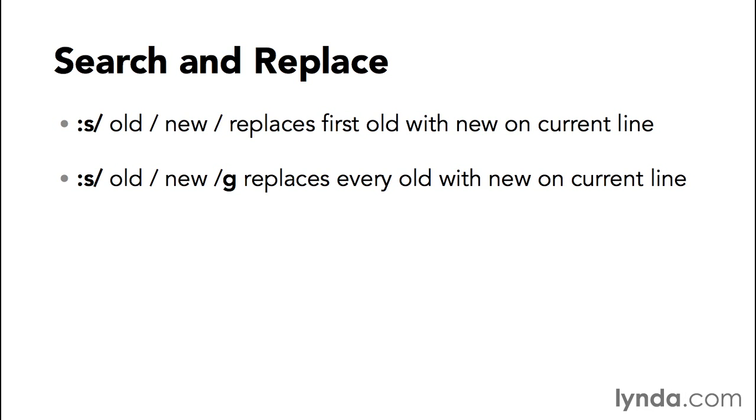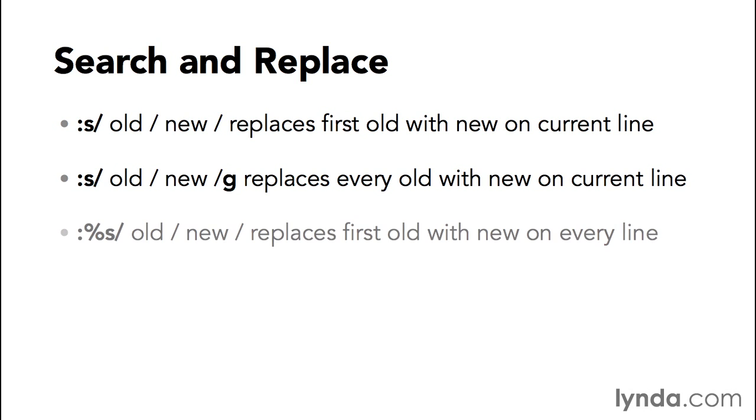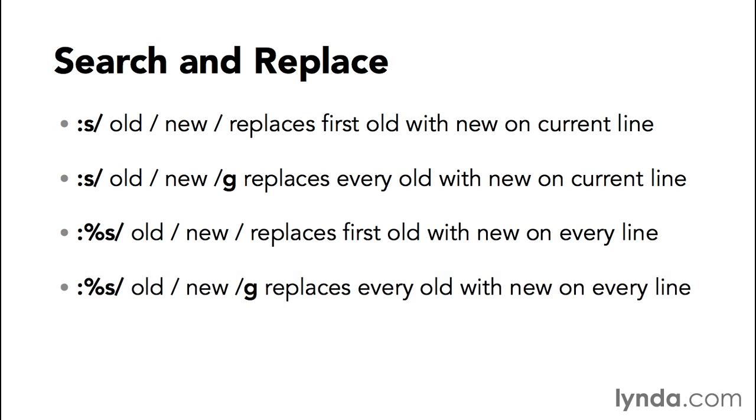:s/old/new/g. If you want to make that search and replace on every line of the file, you put a % sign between the colon and the s, %s/old/new/. That replaces the first occurrence of old with new on every line of the file. You can combine both of those options. :%s/old/new/g replaces every occurrence of old with new on every line of the file.